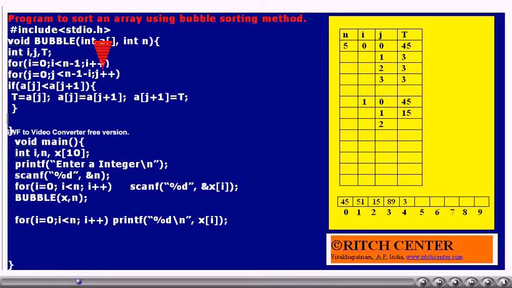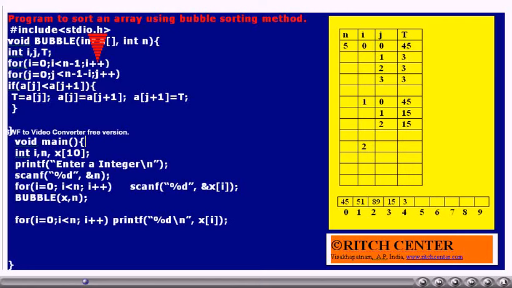J value will be incremented further by 1. Thus j value becomes 2. J, that is 2, is it less than n minus 1 minus I? That is 3. 2 less than 3? Yes. Thus inner for loop will be executed once more. Again a of j is compared against a of j plus 1. 15, is it less than 89? Yes. They will be exchanged. By this time we have got second smallest element in the last but one element.